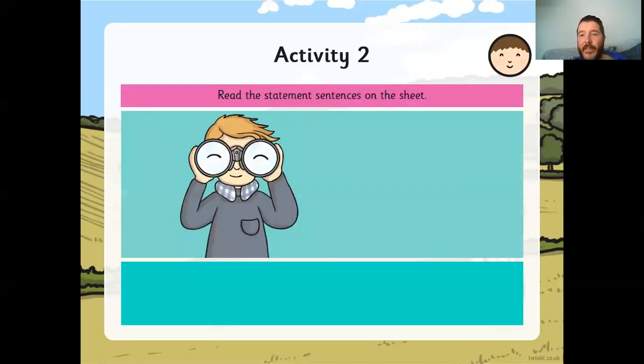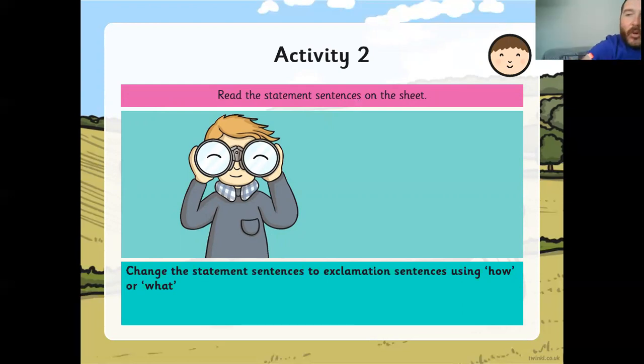Okay. Your last activity is your activity 2. You're going to read the statement sentences on the sheet. And you're going to change the statement sentences to exclamation sentences using how or what. So, for example, if one of your sentences was, it was a sunny day, you'd change it to an exclamation, which would be, what a sunny day it was, or how sunny the day was. Okay? So do that now.